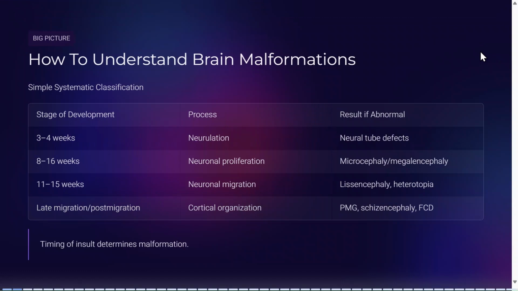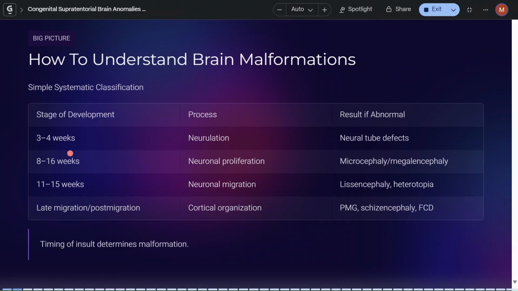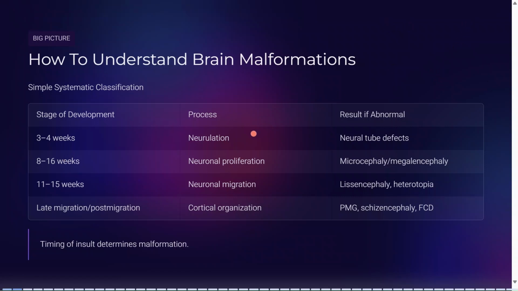At 3 to 4 weeks, neurulation occurs, and if there is disruption at that time, there is an insult, then we end up with neural tube defects. Later on, from 8 to 16 weeks, neuronal proliferation is occurring. If there is any issue at that stage, then issues arise like microcephaly or megalencephaly, things related to a small brain or a large brain, to be more crude.